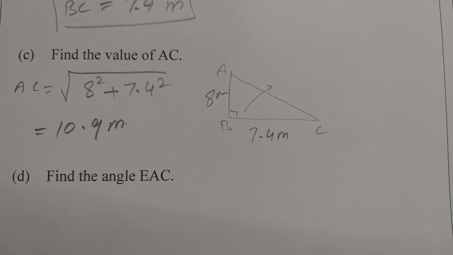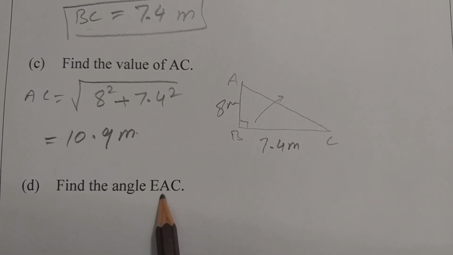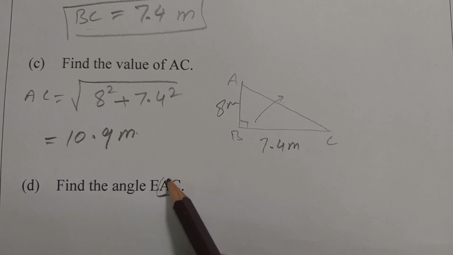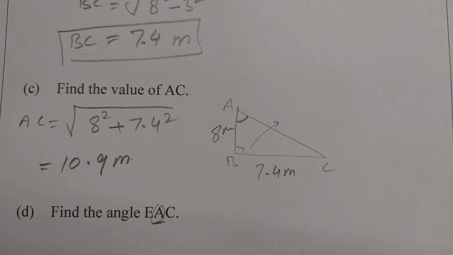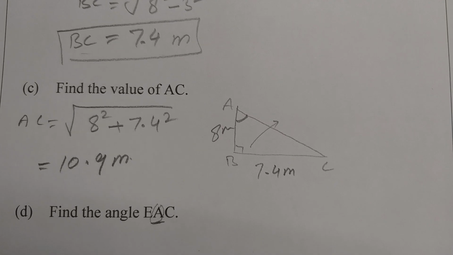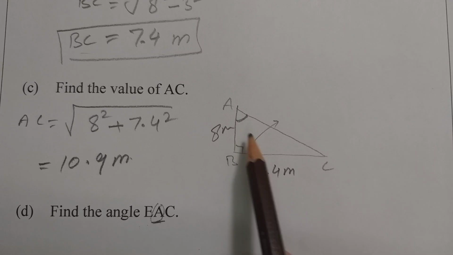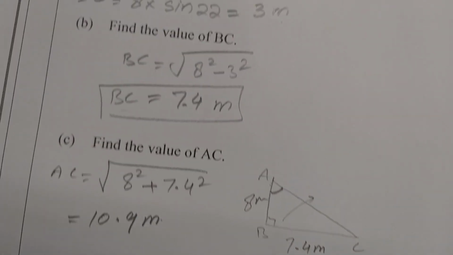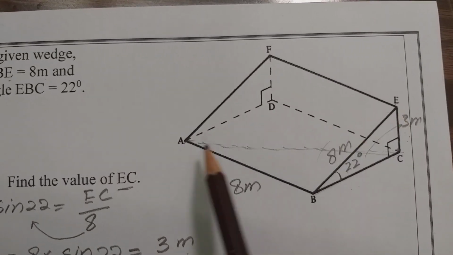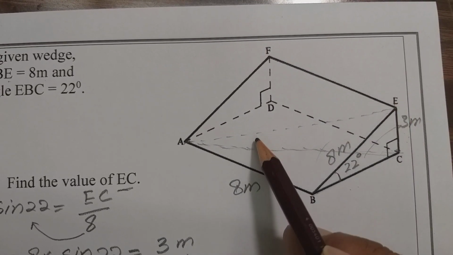The last part of this question, and the last part of this final revision sheet question, here we need to find angle A. Again, angles always stand on the middle letter, so find angle A. We need to find this angle. According to this, we need to find EAC. But this is ABC. EAC, okay, so we need to find this angle actually.